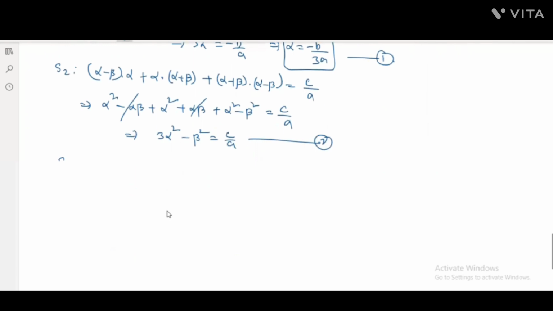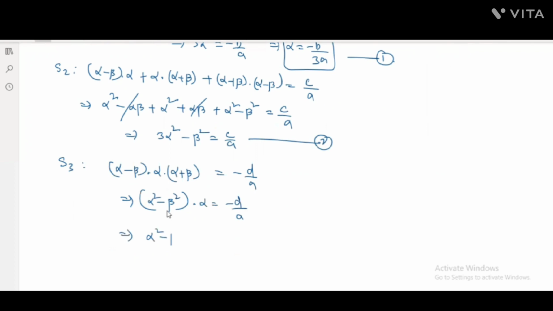Next, S3, the product of roots: alpha minus beta into alpha into alpha plus beta is equal to minus d by a. So we get alpha square minus beta square into alpha is equal to minus d by a, which is alpha square minus beta square into minus b by 3a is equal to minus d by a. From here we get alpha square minus beta square is equal to 3d by b. Let it be equation 3.